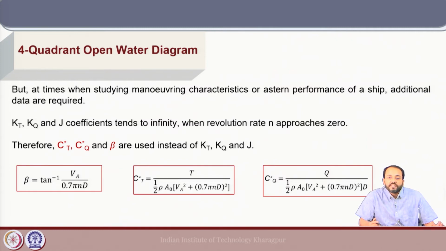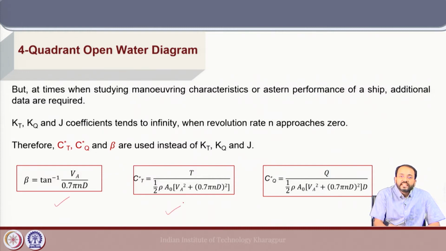So, beta is Va by 0.7 pi N d, which is basically from the blade element diagram; we know it very well. Va is the advance velocity and 0.7 pi N d is the tangential velocity component due to rotation at the representative section, because we are taking the characteristic section at 0.7 r. So, that is how beta is computed.